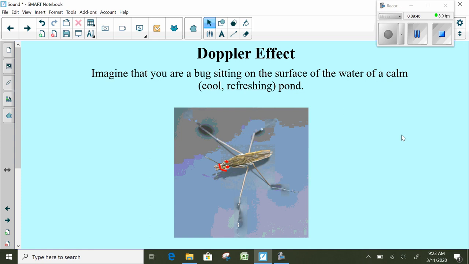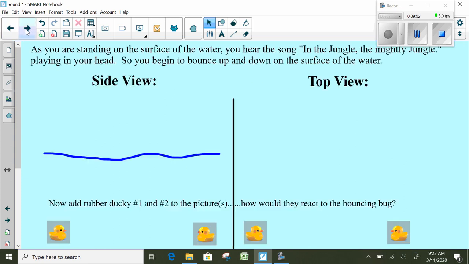And so the way I teach this is I think about, here's a bug sitting on the water. So imagine the bug sitting on the water, and the bug's going to bounce up and down. So I'm going to take a bug and I'm going to put him on the water from the side view. And the bug's going to bounce up and down at some frequency. Now when he does that, it's going to create waves up and down.